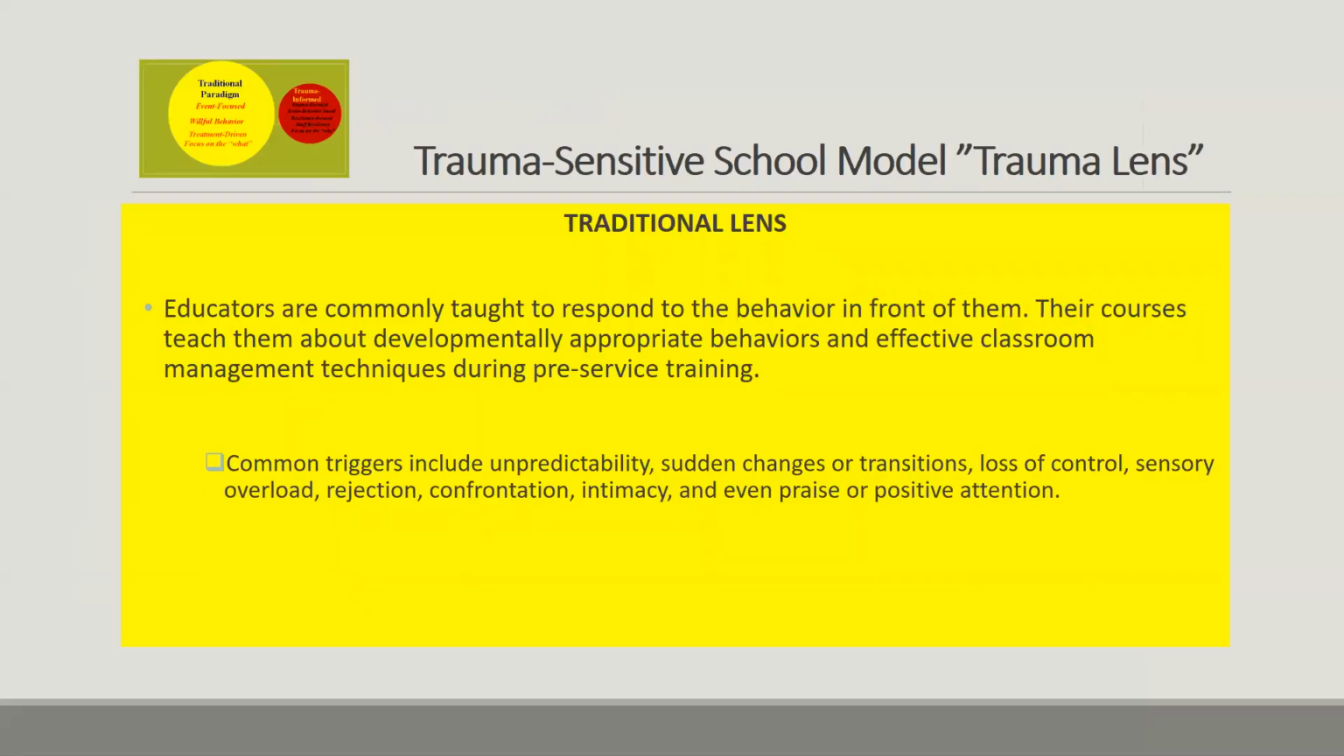When we think about the traditional lens, we tend to have been taught things in neat little organized boxes: that children in these age groups behave this way, and if they're not, then there's something wrong. We have to really challenge these traditional lenses. When we think about some of the difficult behaviors that children might manifest, we see unpredictability, sudden changes or transitions, loss of control, sensory overload, rejection, confrontation, intimacy, and even praise and positive attention. We see different behaviors that could really trigger difficulties for children.